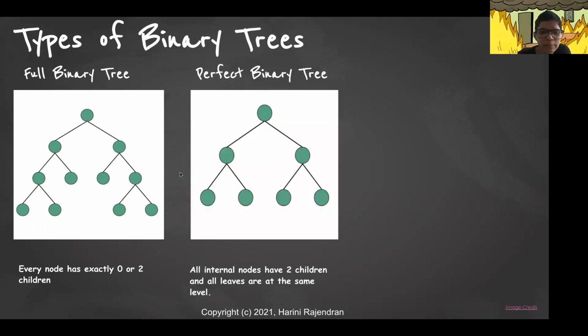And then a perfect binary tree is a tree where all of the internal nodes, as I mentioned earlier, internal nodes are nothing but non-leaf nodes.